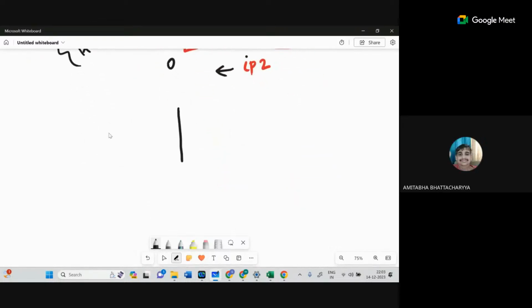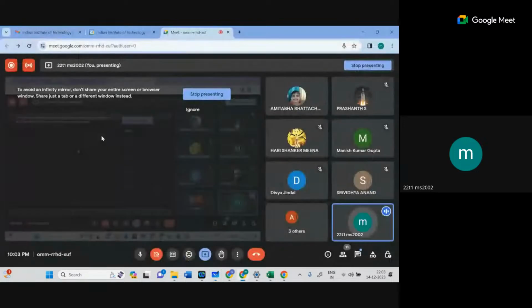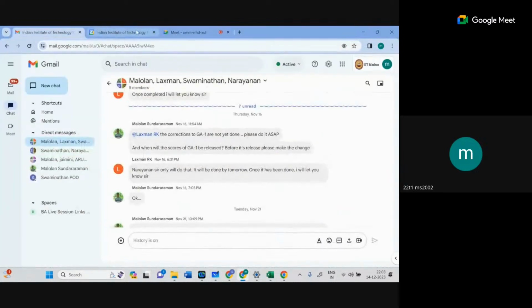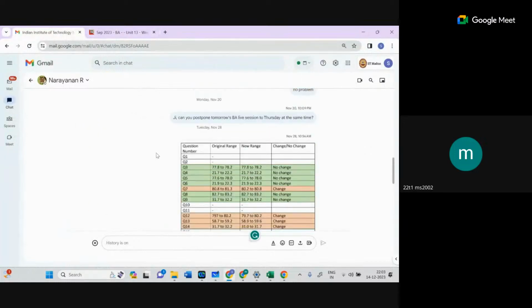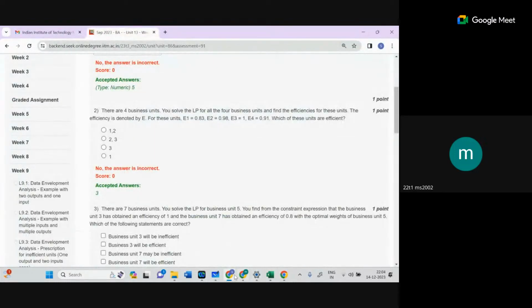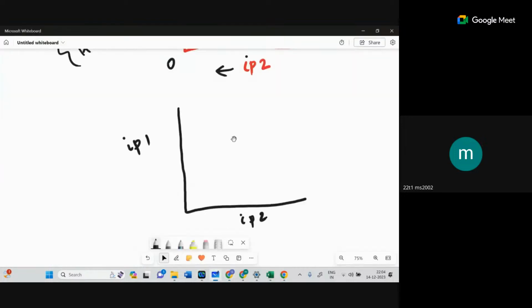Yes, sir. Let me draw it properly here. So I mean to say we are computing the efficiencies. How do you compute efficiency? You do a linear programming problem and compute the efficiency of business unit 1, business unit 2, right? You know the amount of resources. For example, one second, hold on. Here it is not given. Let me go to the whiteboard.